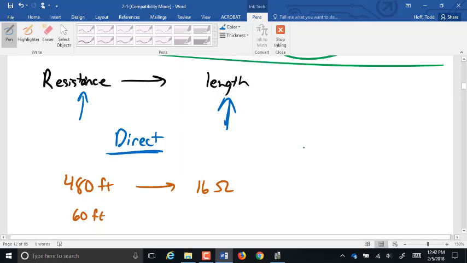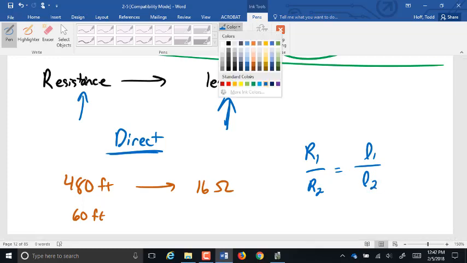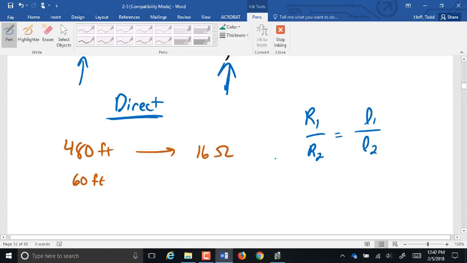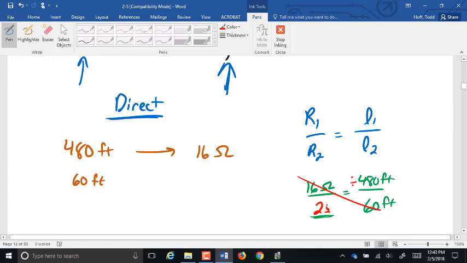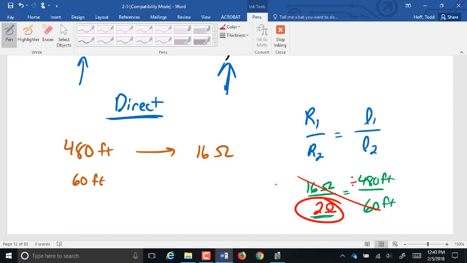Well, the resistance, R1 to R2, is proportional to the lengths, L1 to L2. So we have the 16 ohm resistance, which goes with the 480 feet. Our new resistance will go with the 60 feet. So we'll solve by cross multiplying and dividing, and what do we get? Two ohms? Thank you.